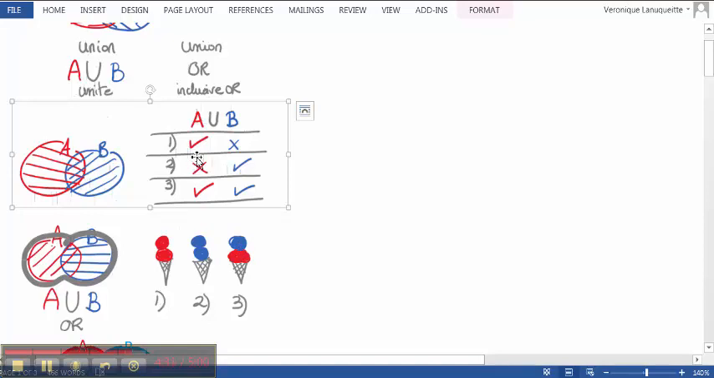So number 1, this is what we had here. Only red elements were considered here. Number 2, only blue elements were considered. And number 3, basically elements that show up in both regions, red and blue, were considered. So that's what you have in the third situation for our ice cream.